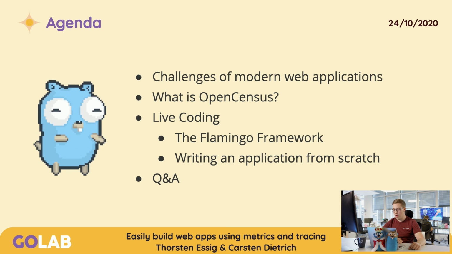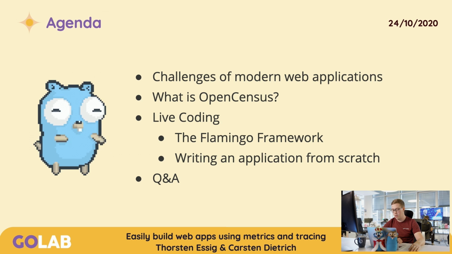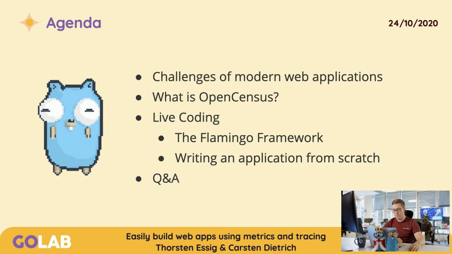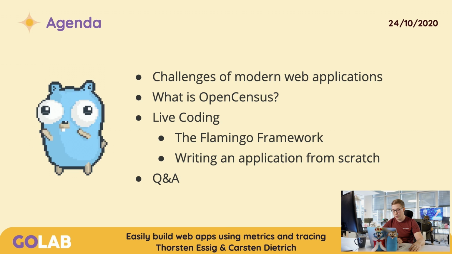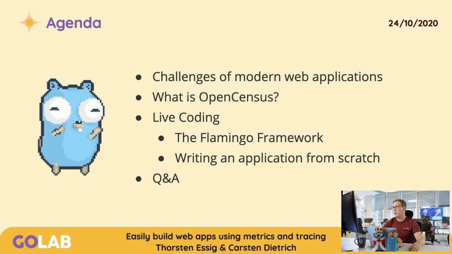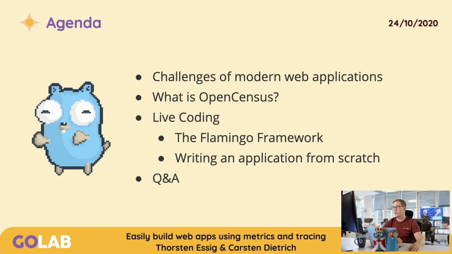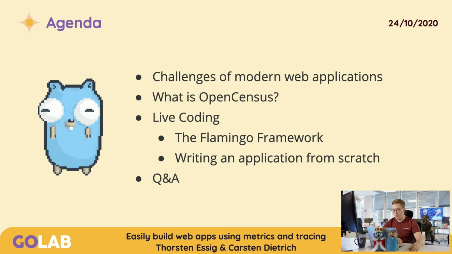So today's agenda will be about the challenges we face when developing and operating modern web applications. We then talk about the OpenCensus library, which offers potential solutions for those challenges, which will be followed by the live coding, which will be the main part of our talk, where we use the Flamingo web framework to write an application from scratch and add some traces and metrics. Afterwards, we have some time for questions and answers.